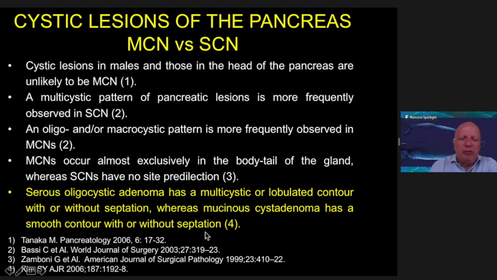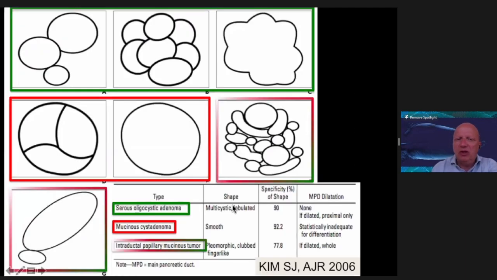From a morphological point of view, the serous cystic adenoma, especially oligocystic adenoma, has a multicystic or lobulated contour with or without septation, whereas mucinous cystic adenoma has a smooth contour with or without septation. So remember, lobulated contour, think about serous adenoma. Smooth contour, think about mucinous cystic adenoma. And these are some graphs. Lobulated contour, multicystic, unicystic. These are typical for serous cystic adenoma.